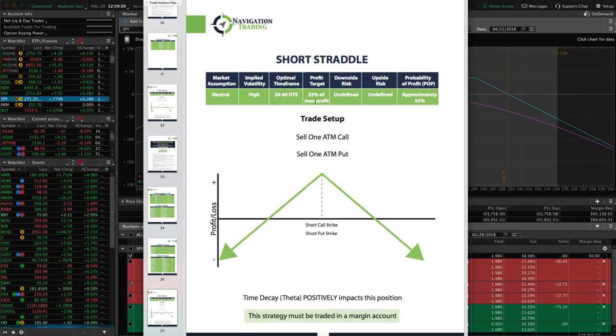Our profit target is a little bit smaller. We're only looking for about 25% of max profit with a straddle, but the downside undefined, the upside undefined, and our probability of profit is a little bit less. And by doing this, we're simply selling one at the money call and selling one at the money put. And so this is what the graph looks like. Time decay or theta is also positive. And again, just like the strangle, this strategy must be traded in a margin account.